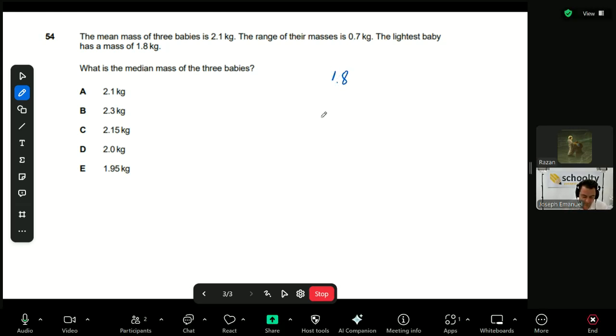So you have 1.8. What is this? This is the lightest baby. And you have 3 babies, so this is x1, x2, x3. The range is 0.7. So if this is the minimum and the range is 0.7, just add 0.7 to the minimum and you will have the maximum, which is the last baby. So 1.8 plus 0.7, how much would it be? 2.5. Yeah, 2.5.